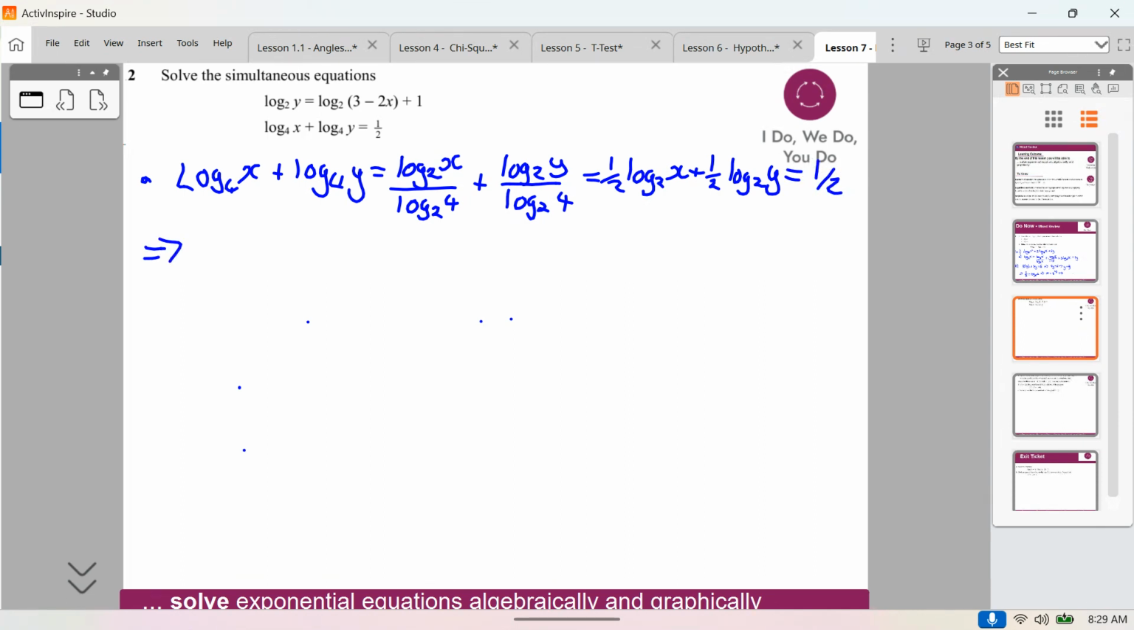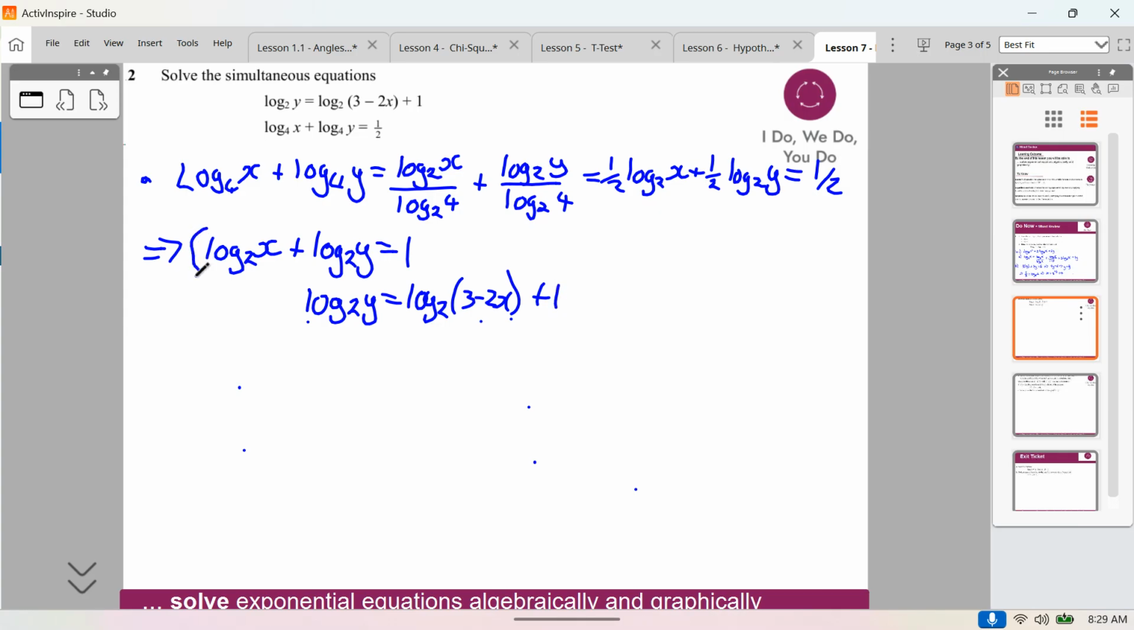Let's take that equation and multiply through by 2. And we get log 2 of x plus log 2 of y is equal to 1. We can take the other equation, which is log 2 of y is equal to log 2 of 3 minus 2x plus 1. Form these two up into an equation system, and then I'm going to subtract one from the other.